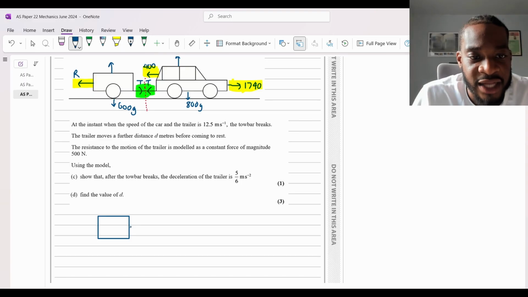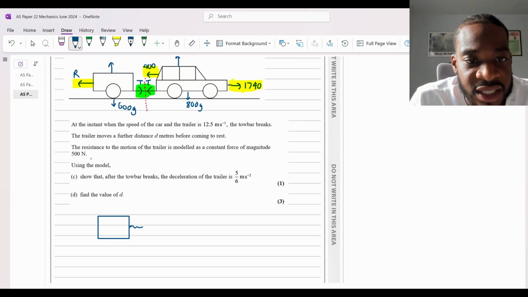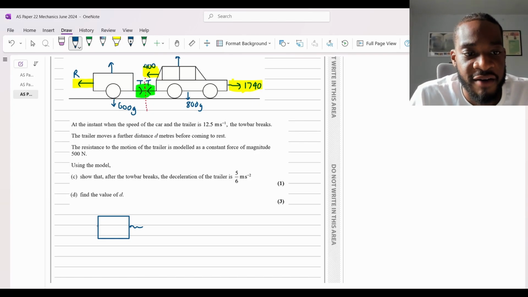And then what I like to do is just draw the tow bar, but it's broken. Let me do it like that. So it's broken, right? And then what else have they said? They've told us that the resistance to the motion of the trailer is 500. So it's still 500. So that's 500 over there. And what else do we know?